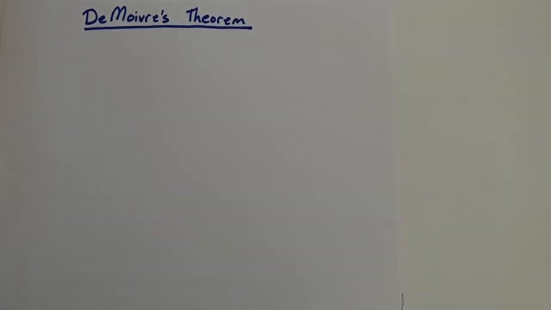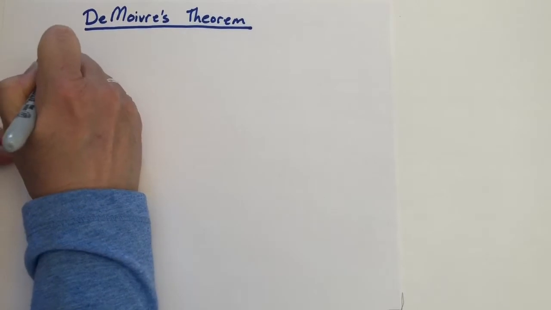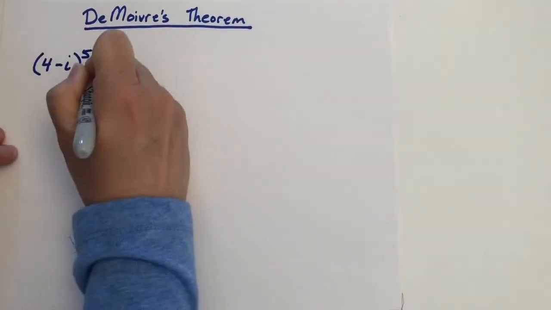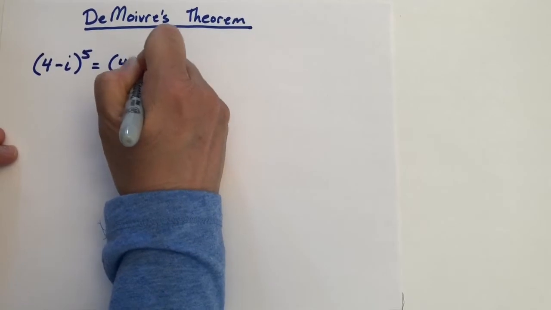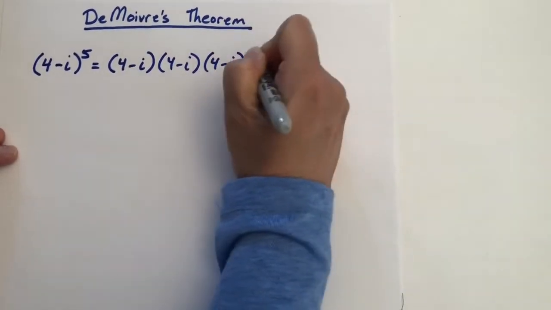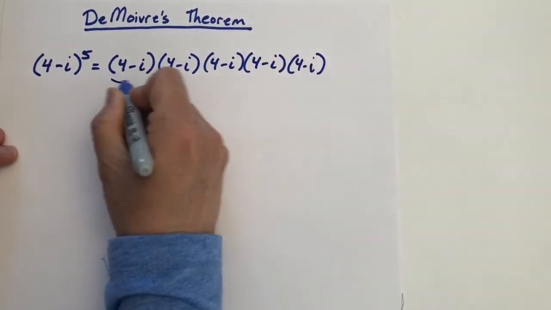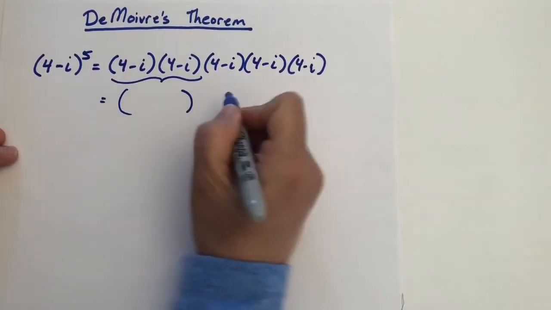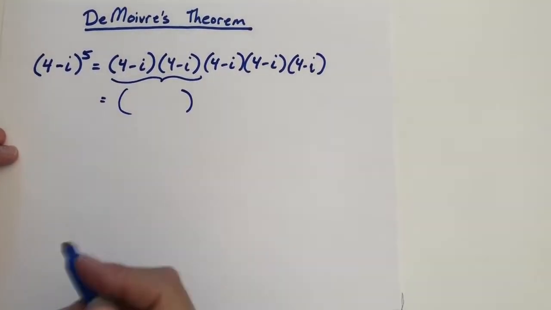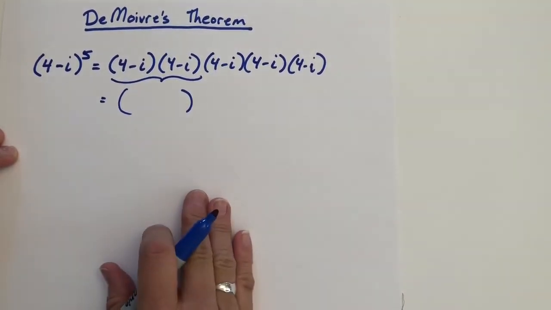Going to learn how to efficiently raise complex numbers to powers. We know that you could take a number like 4 minus i, and raise it to the 5th power by just multiplying 4 minus i by 4 minus i times 4 minus i. Keep multiplying. And you could multiply these two and get your result, and then multiply in the next one, and the next one, and the next one. And that's definitely doable. But it is a little bit cumbersome and would take a little bit of time.